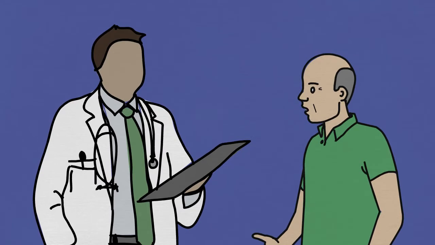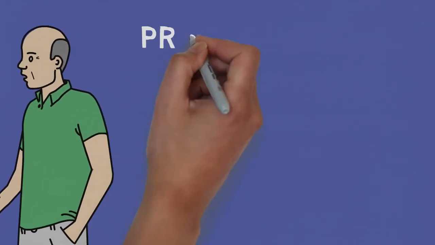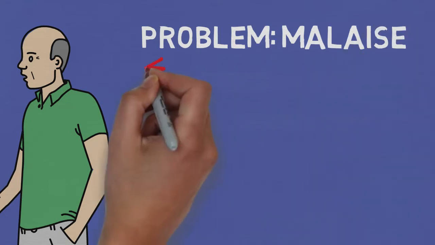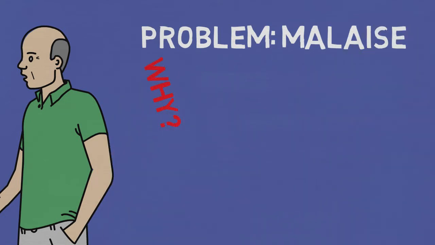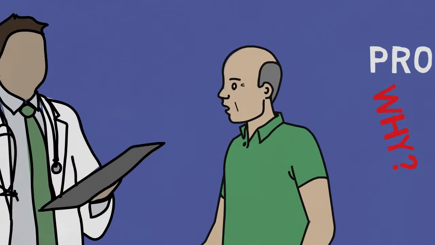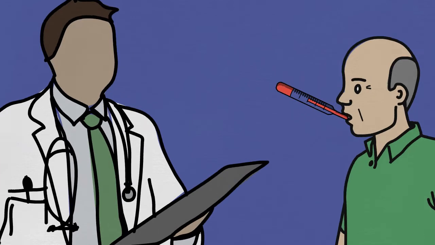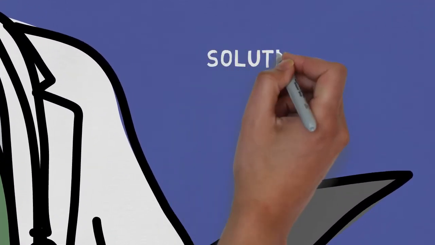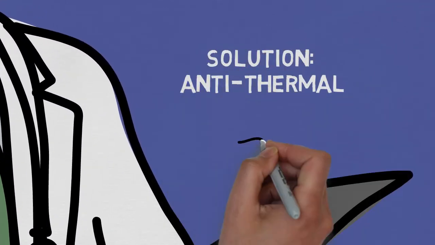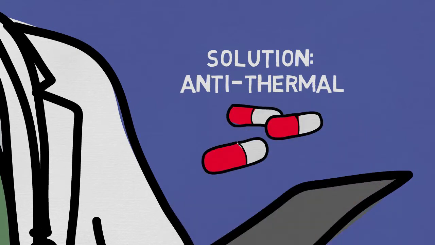Doctor, I'm feeling sick, I'm dizzy, and in pain all over my body. Why does he show these symptoms? One hypothesis is that the cause is fever. This hypothesis is easily validated with a thermometer. And there's the solution to the problem. You prescribe an antithermal, the fever goes down, and the pains will go away, right?